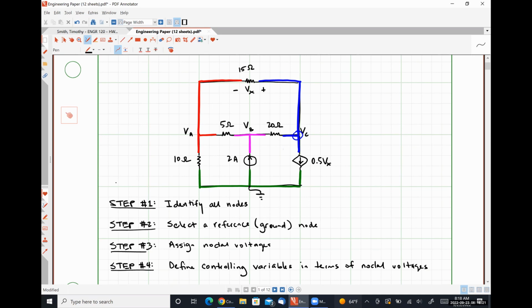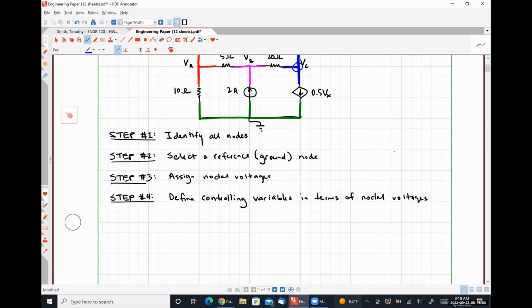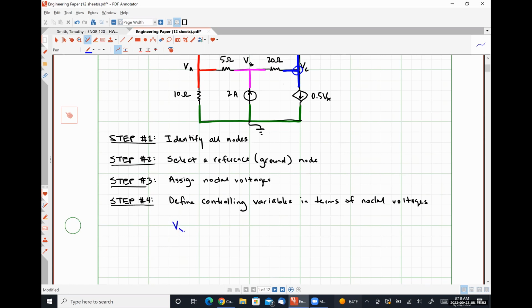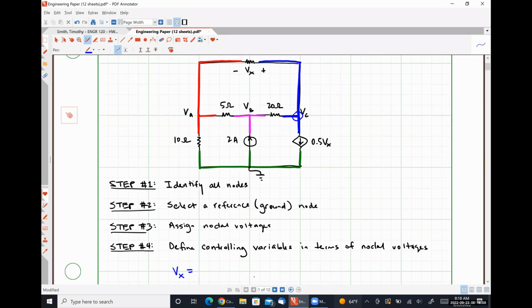Vx is the voltage drop across the 15 ohm resistor, positive polarity on the right, negative polarity on the left, and it controls the output of that dependent current source on the bottom right of the circuit. So our goal here is to express the voltage Vx, the voltage drop across the 15 ohm resistor with the positive polarity on the right and the negative polarity on the left, in terms of our nodal voltages, okay? So I'm going to do that in a different color. So we are going to have Vx is equal to something, okay?